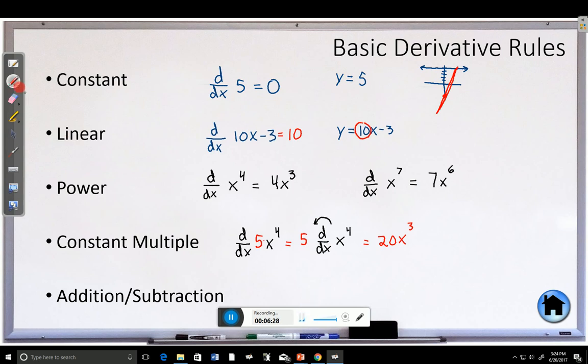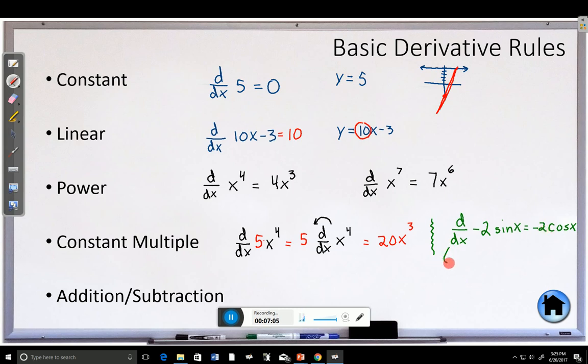So if I give you one more quick example here, do this in green. If you were to take the derivative with respect to x of negative 2 sine of x, what would that equal? Well, the derivative of sine is cosine. We learned that last week. And the negative 2 multiplies that, and so the negative 2 just stays.